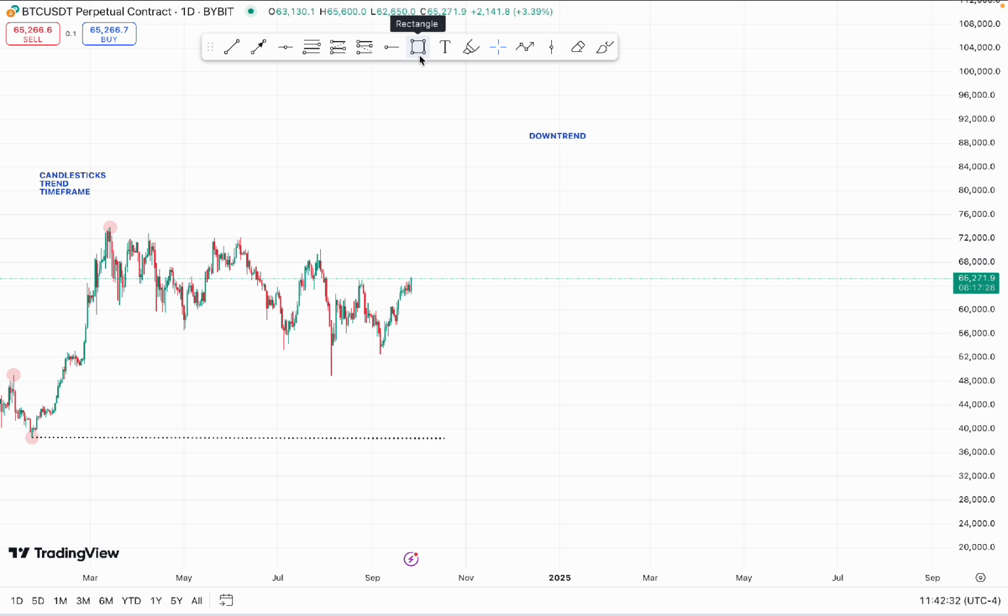It's something similar in the crypto market and forex market. For the downtrend, we are having lower highs and lower lows.